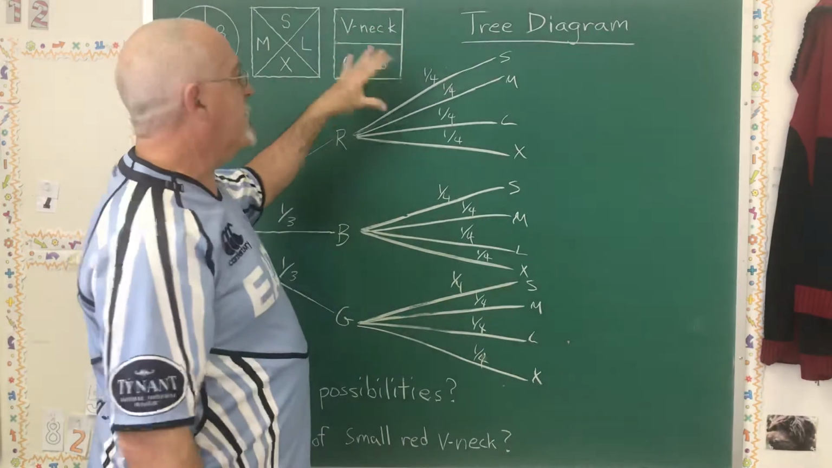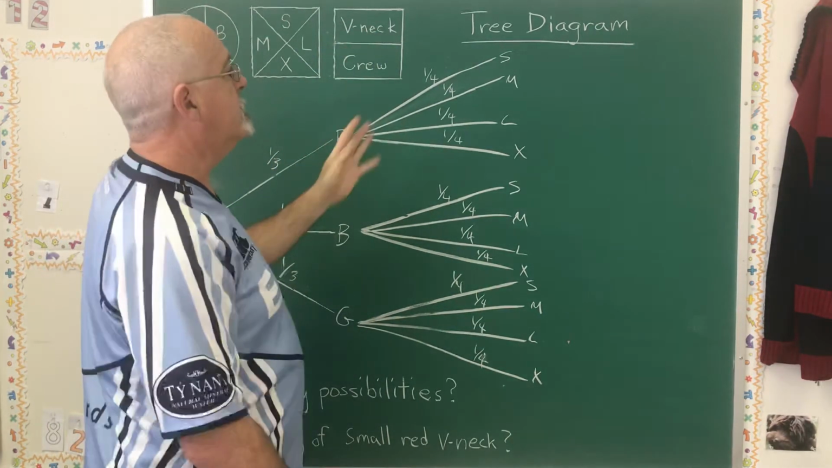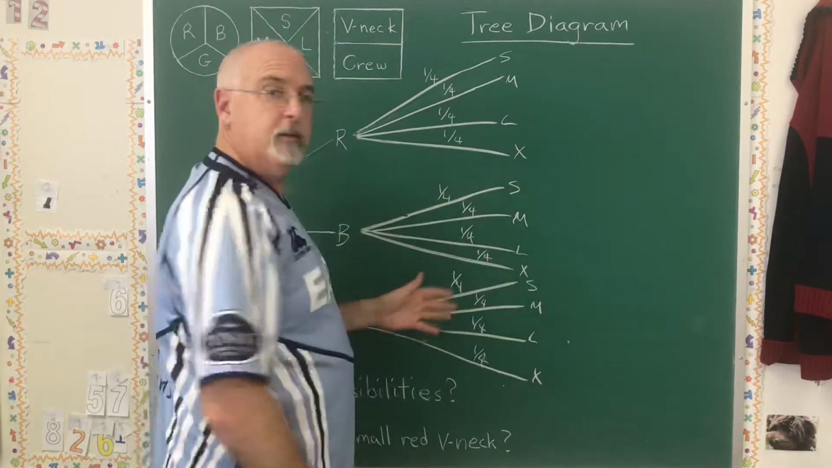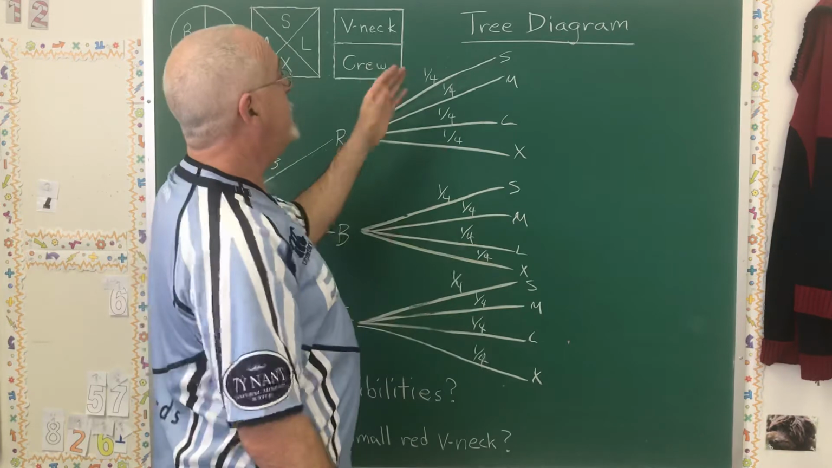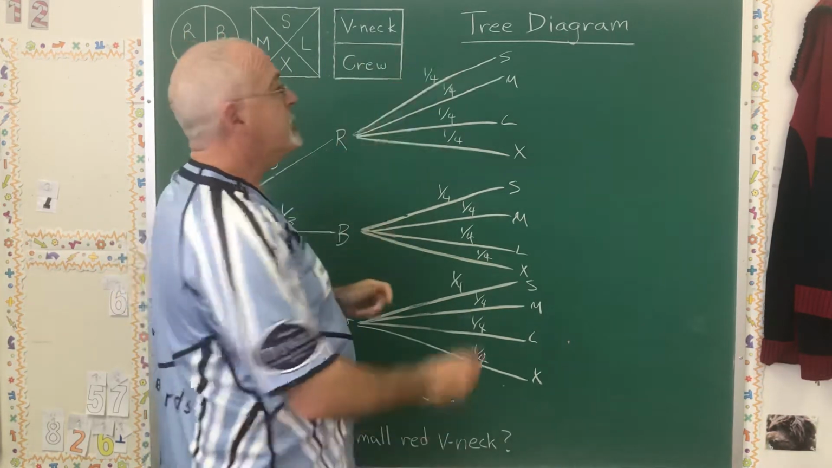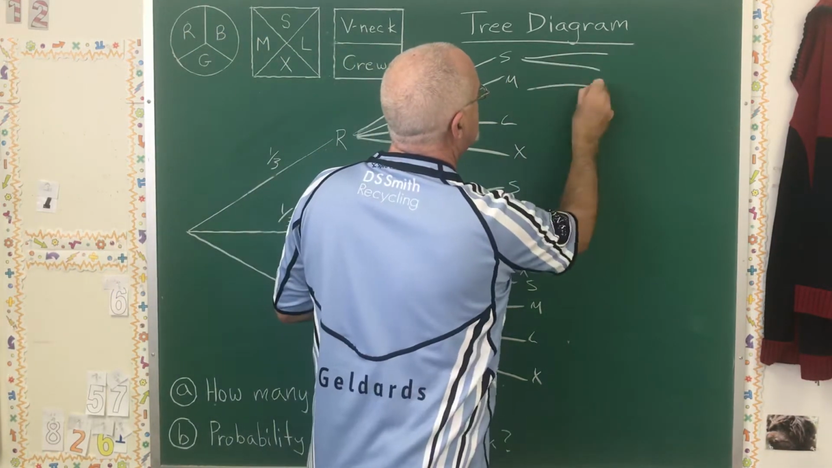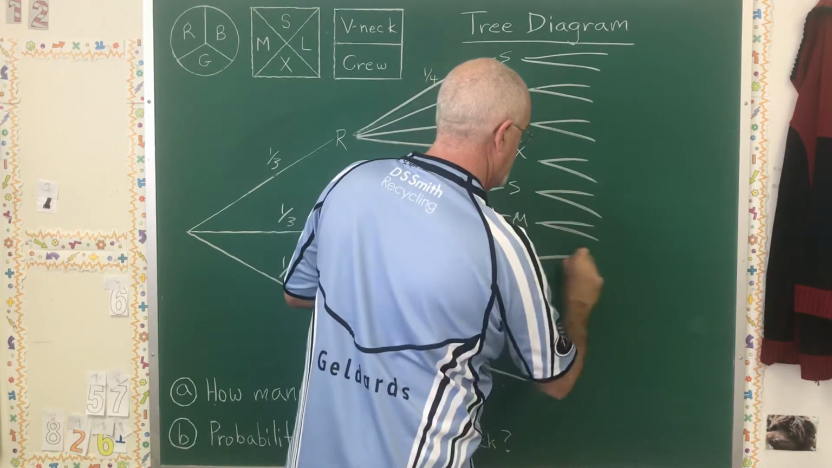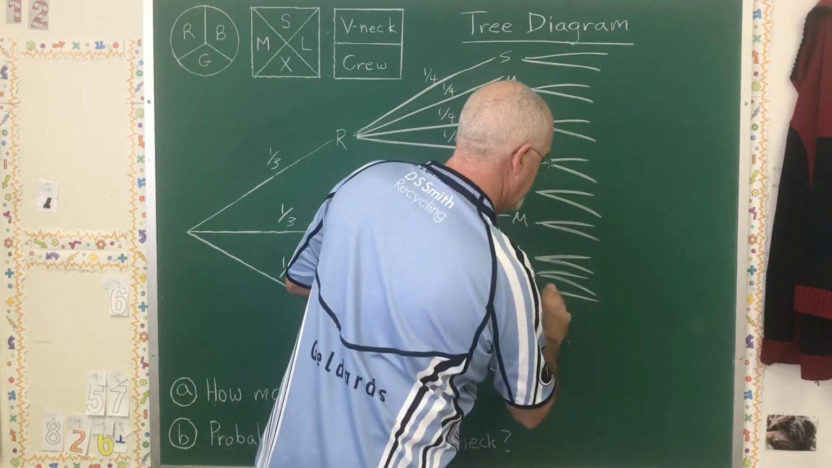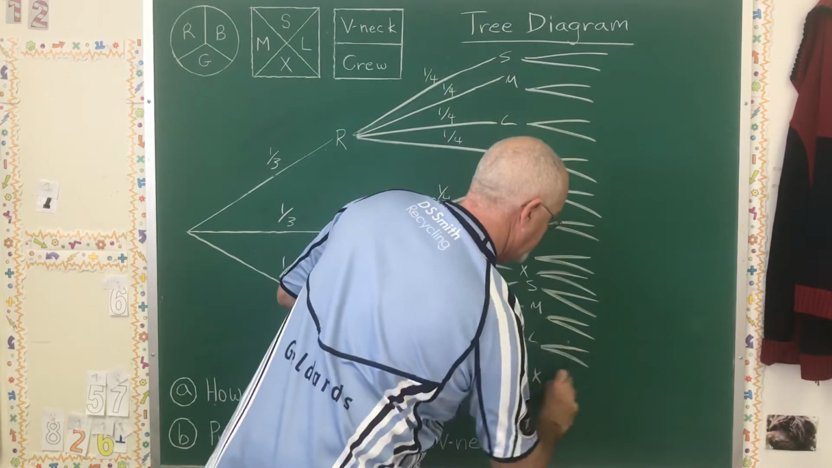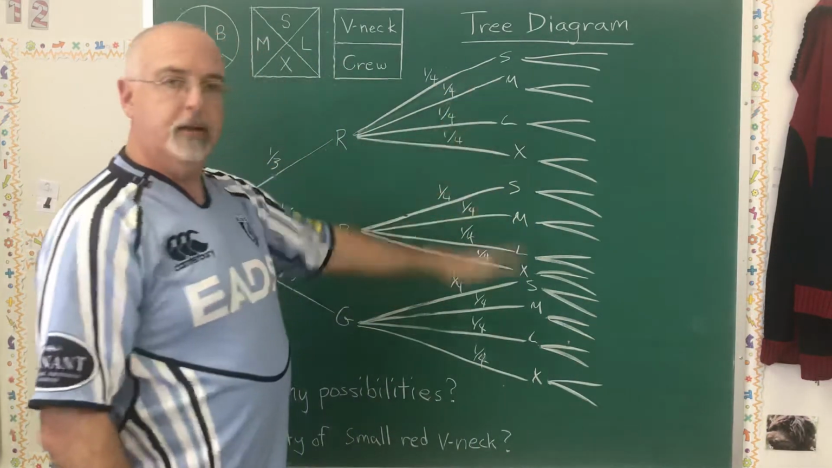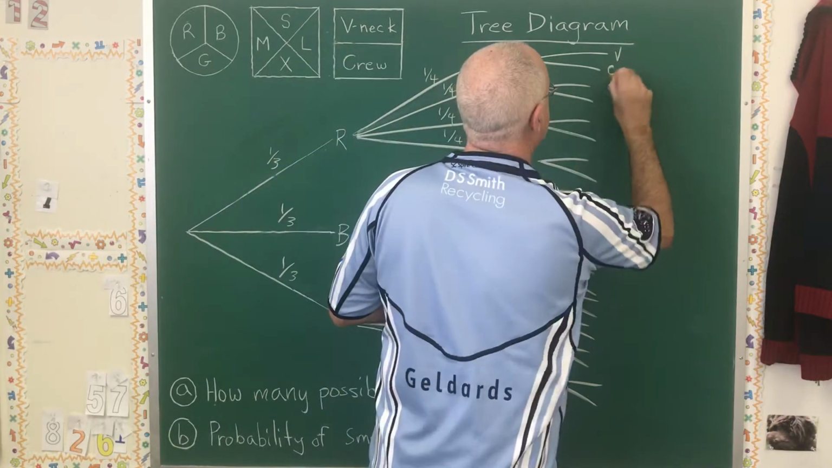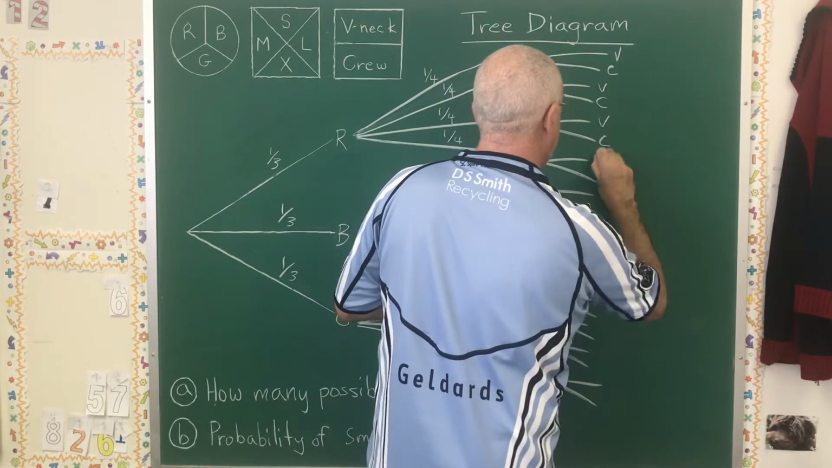Finally, I can put in my V-neck or crew neck. Well, fortunately, there are only 2 choices, so the amount of branches that I need are smaller. But from each of these branches of the tree, I have to branch again into 2 smaller branches. And you can see how difficult it is to fit everything. There's V-neck or crew, so I will label them with a V and a C, and again, very repetitive.